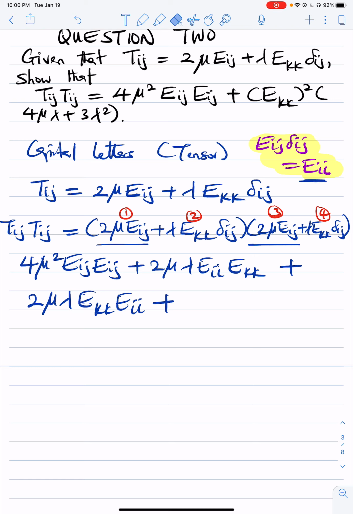Then we're going to multiply 2 and 4. 2 and 4 will give us lambda squared Ekk squared delta ii. That should also be straightforward, because you look at lambda squared Ekk squared. If you multiply this Kronecker delta ij, Kronecker delta ij gets this.